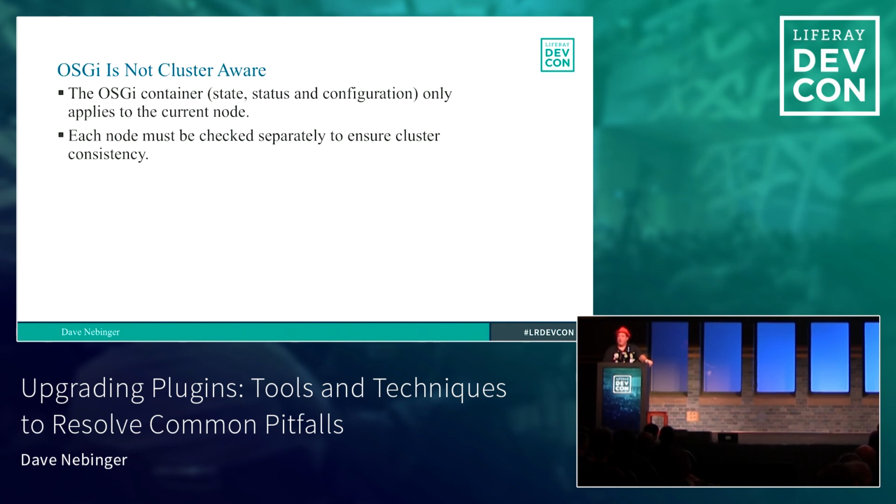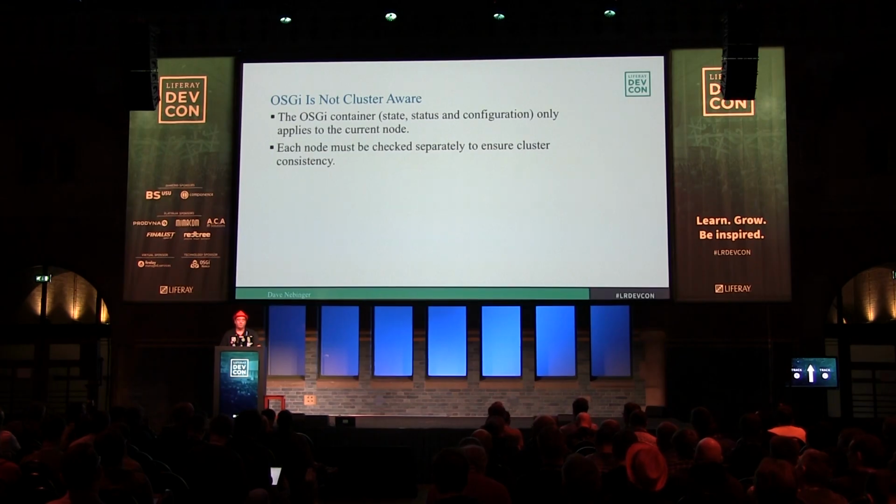OSGi is not cluster aware. That means a service or a module that you deploy in one node of your cluster is not going to be in all nodes. On one node, the service might not start because it has an unresolved reference when it will start on all of the other nodes. They don't talk to each other and say, hey, I have this list of modules. Do you have the same list? Do you have something different? Are all your modules in the same state? So your administrator is very key here in monitoring across your system.